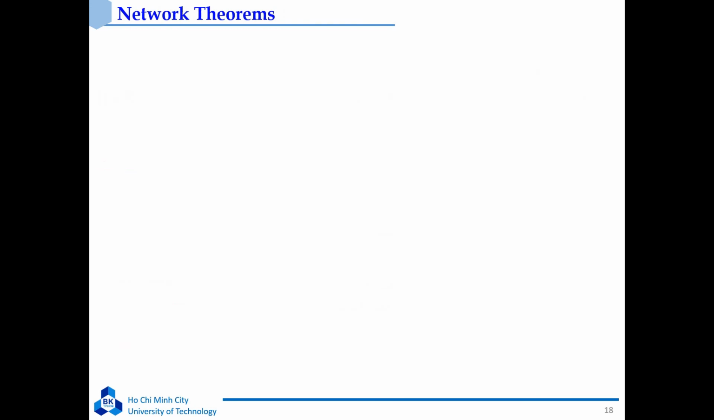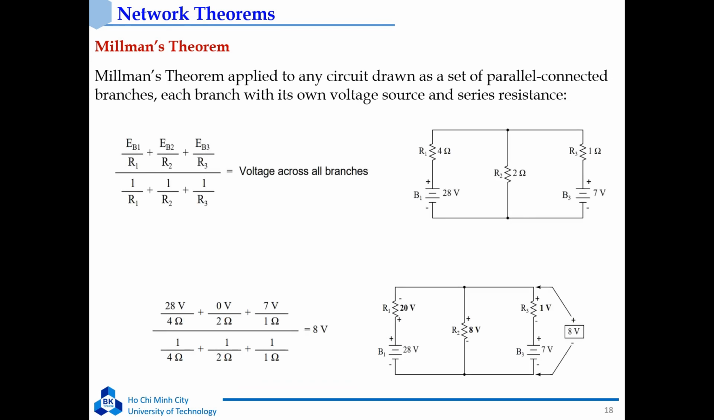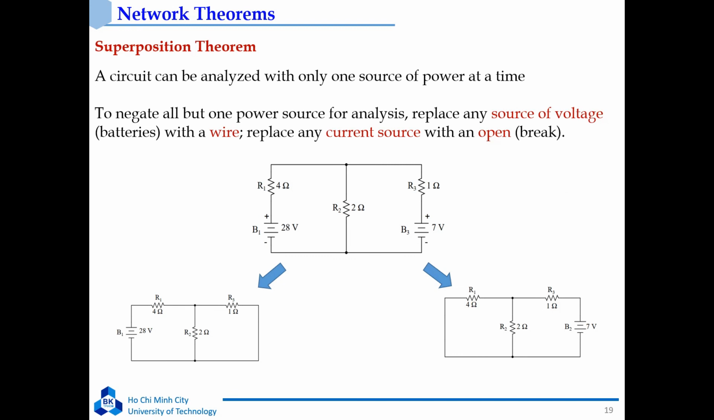Next, I will talk about the network theorems. The first one is Millman's theorem. Millman's theorem applies to any circuit composed of a set of parallel branches, each branch with its own voltage source and series resistance. You can see the figure, and we can calculate the voltage across all the branches using this equation. And next, I will introduce the superposition theorem. For this theorem, you can separate the original circuit into two smaller circuits with only one power source each and calculate for each small circuit. And then we will combine the two small circuits.